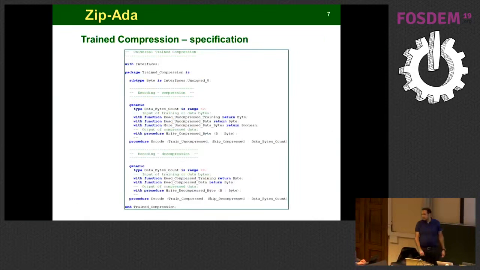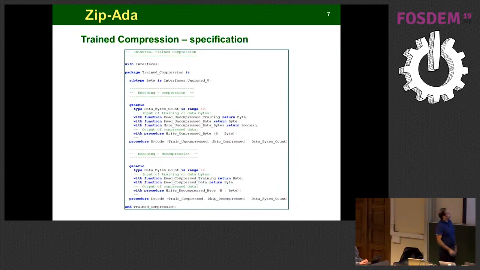So here is the ADA specification of this train compression. I didn't do any fancy object-oriented thing. It's only with generics. It's very simple. You have only a function which gives bytes and a procedure which writes bytes each time.